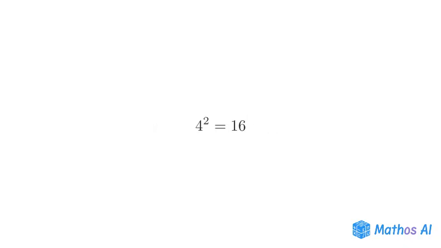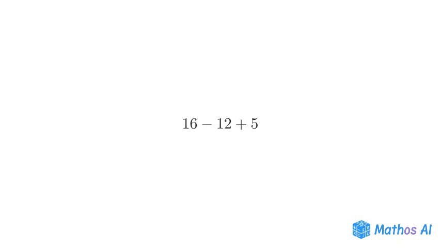Now let's break it down step by step. First, we calculate 4 squared, which gives us 16. Next, we multiply 3 by 4, resulting in 12. Finally, we add 5 to our expression. Putting it all together, we have 16 minus 12 plus 5.